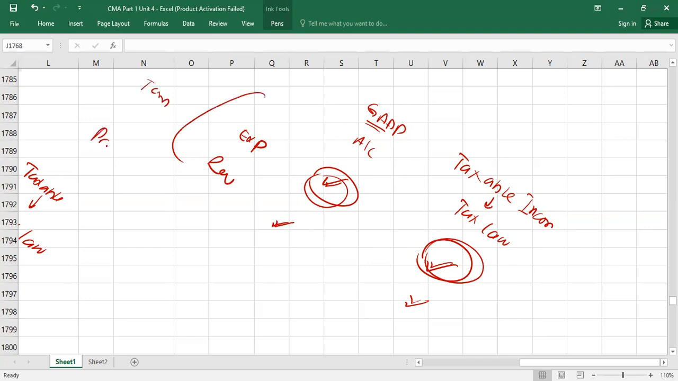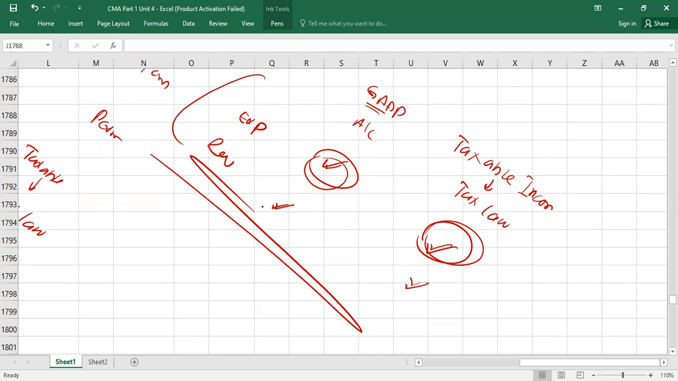Now, what is the permanent difference? Please remember, permanent differences are those differences which, if recorded in GAAP, will never be recorded in tax law. Never. Or if recorded in tax law, will never be recorded under GAAP. If this is the scenario, that is called permanent difference.